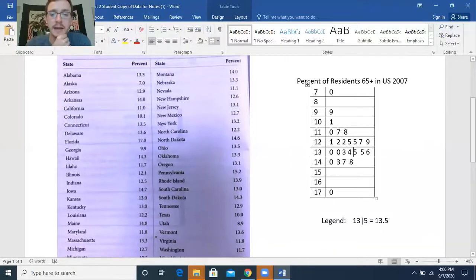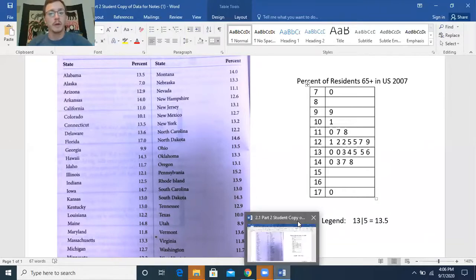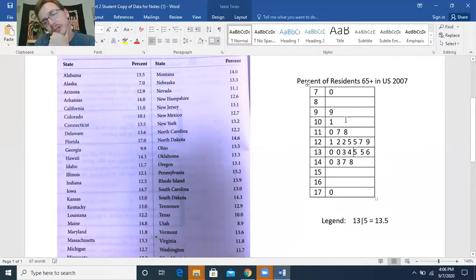And so you can kind of start making guesses on the shape of this, on the spread of this, and the outliers and whatnot, as well as shape, center, and spread. So as you all can see, my stem plot does look like it's pretty symmetrical if you're going to draw a line with that.